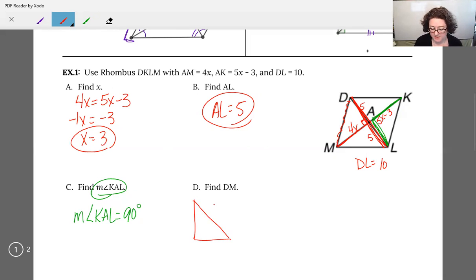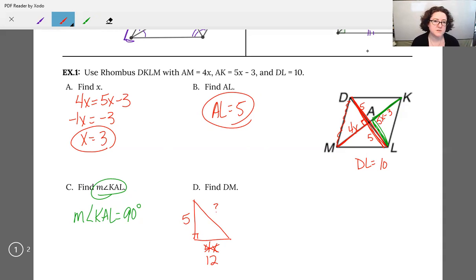So if I redraw that triangle, DM is actually going to be the hypotenuse. We have a right angle. One of our segments is labeled as 5 and the other segment is labeled as 4x. And because we already know that x equals 3 from the first part of the problem, I know that 4x is really going to be 12. 4 times 3 is 12. And so let's go ahead and solve that out.